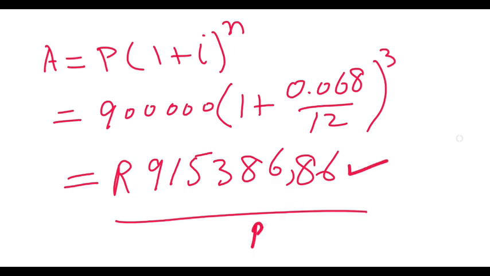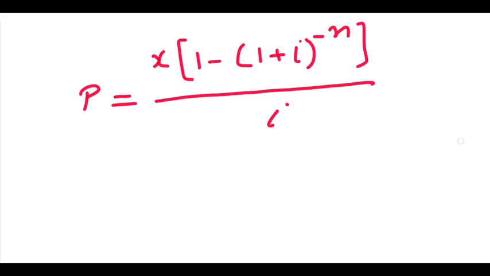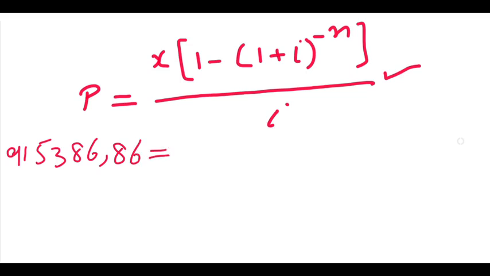So this is going to be my present value now. I'm going to use the present value annuity formula. This is my formula. Now I'm going to substitute all the values into this formula to find the number of payments. 915,386, this is my present value now, because he missed 3 payments, so we add 3 months' interest. We use the compound interest formula, so this is my new present value now.